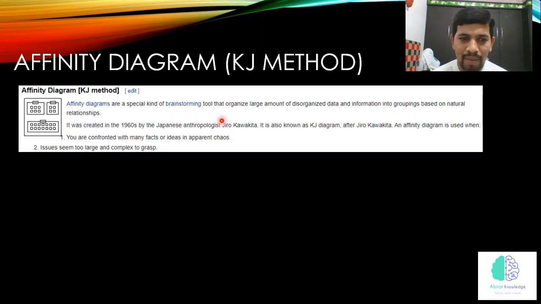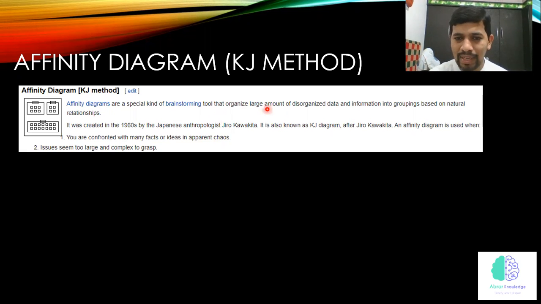So how does it help? The affinity diagram is closely related to brainstorming, and it organizes a large amount of disorganized data and information into groupings. For example, let's say you figure out the issues behind a customer complaint about cost. You want to group them nicely and present them to management and the whole team. Then the affinity diagram is very useful.